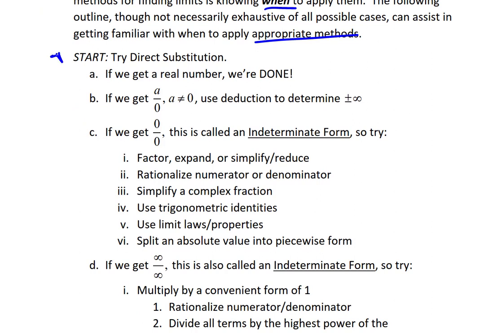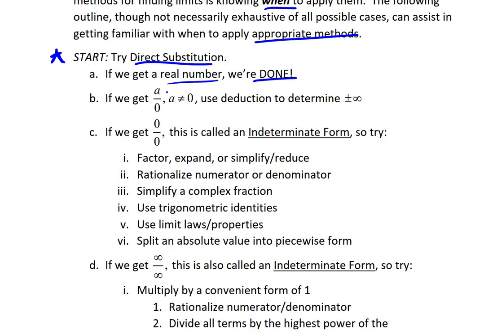We always start at the top, and the first thing we try is direct substitution, and that's just plugging the value that x is approaching in for x in the function. Now, if we do that and get a real number, then we're done. That is the value of the limit. That's the easiest case, which is why we try it right away. But of course, sometimes it doesn't work where we get a real number.